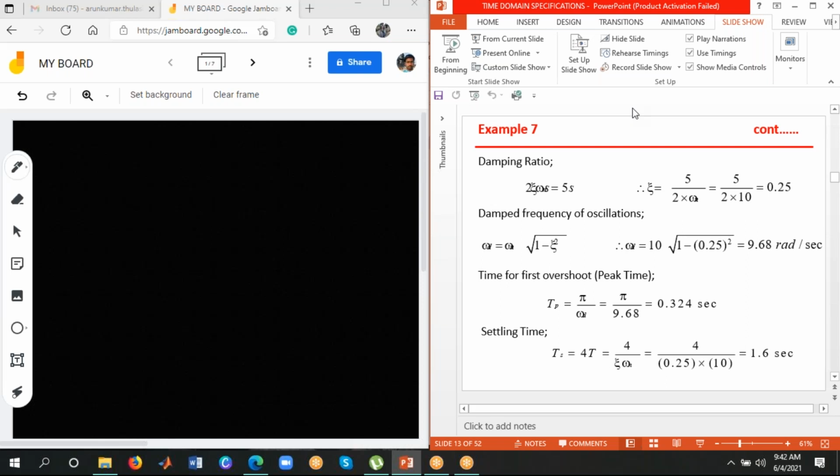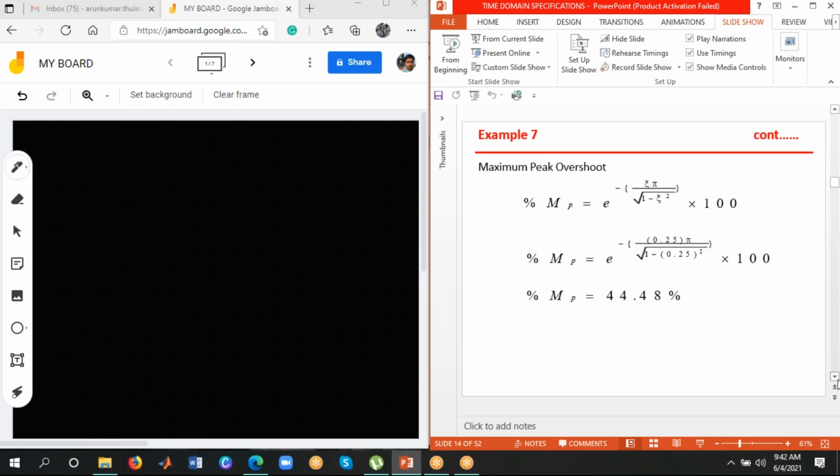So now this is the third problem. Next. This is the maximum peak overshoot, and you will get 44.48 percentage. And we can calculate that later. Then we'll solve the next problem.